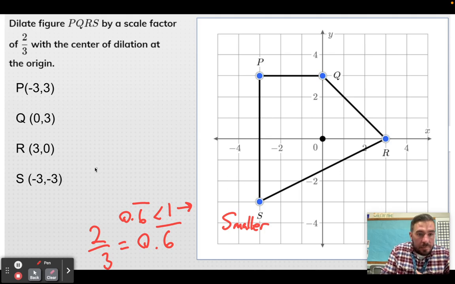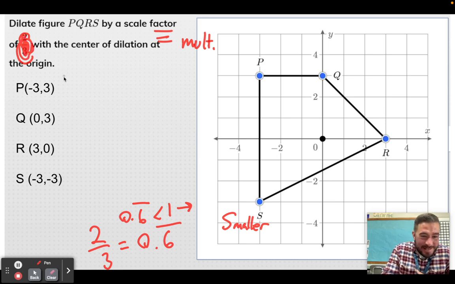So the first thing we have to do, if you look at all the coordinates that they give us, P, Q, R, and S, they all have 3 in it. Whenever you're figuring out a scale factor, literally it says the word factor, so you should be thinking about multiplying. So we have to multiply all these numbers by the scale factor of 2/3. Sorry, my first time with the pen here. That's 2/3.